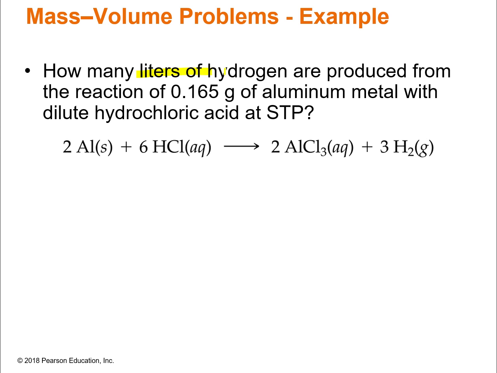We're asked about how many liters of hydrogen. And we're starting with 0.165 grams of aluminum metal. And all this is happening at STP. What we're given here is a mass, and we're asked for a volume. So when that's what your given information is and what the question is, you have a mass to volume problem.